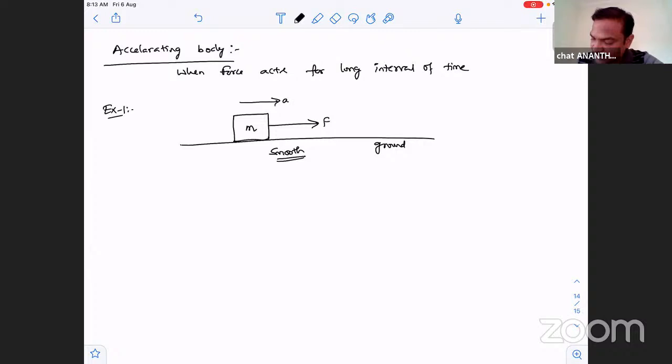So that is a very common thing. In rightward direction it will accelerate because force is acting in rightward direction. Then the acceleration of the body is equal to force by mass, F by m. I mean, simplest case of the physics.